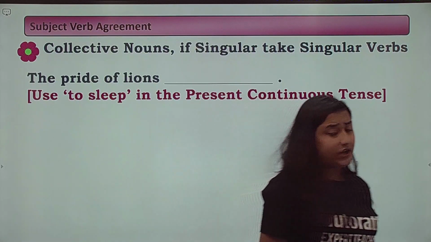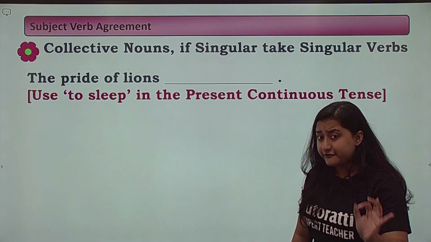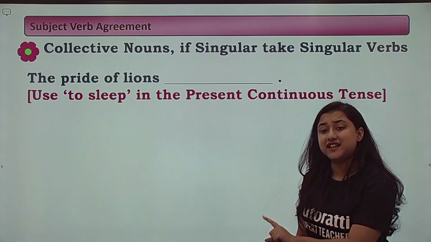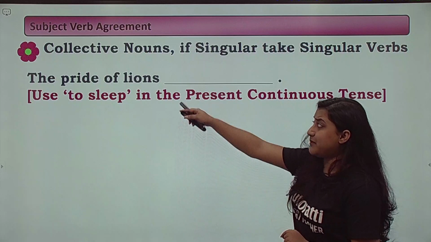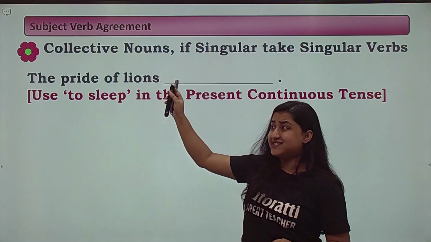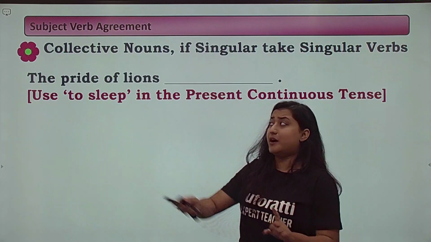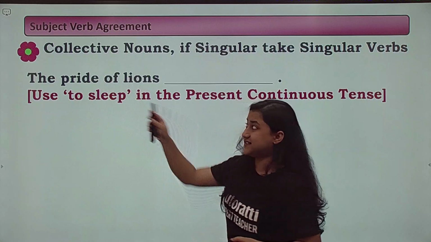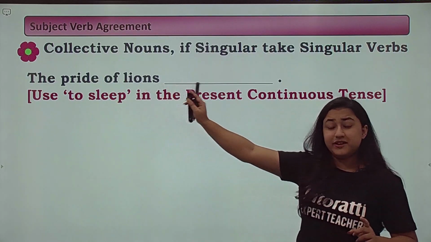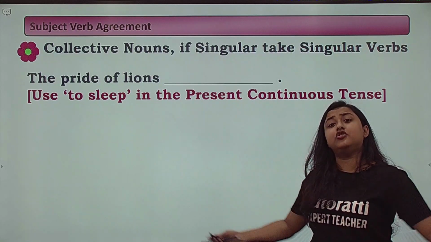Okay, now you might say to sleep हमको use करना है, that means we are confused whether we should use is sleeping or are sleeping. Okay, some of you might say ma'am lions है ना, so lions are sleeping होगा. But here students, we are not talking about the lions, we are talking about the pride of lions. Here pride doesn't mean the adjective pride. The pride of lions means the group of lions.